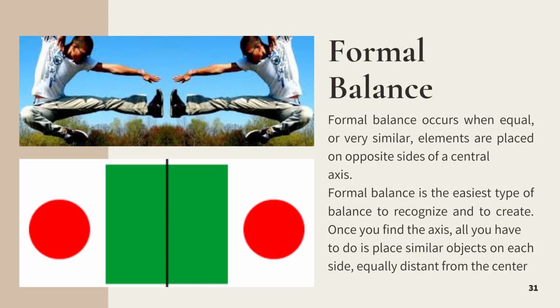As we can see here, this is an example of formal balance. Formal balance actually means when the balance is almost equal or very similar. As we can see here, it's the same picture, and it's the same colors, the same objects, so it's actually the formal balance, almost the same. Formal balance is the easiest type of balance to recognize and to create.